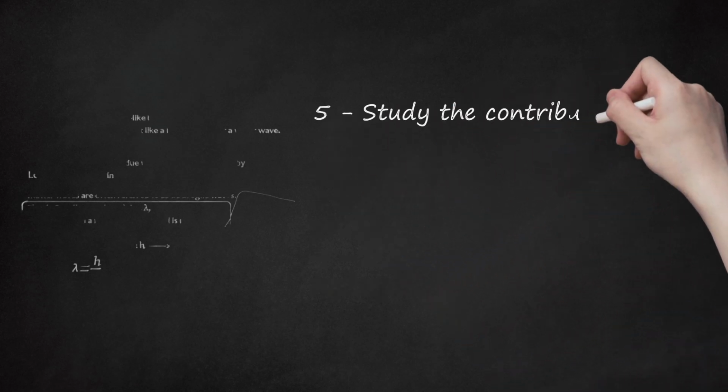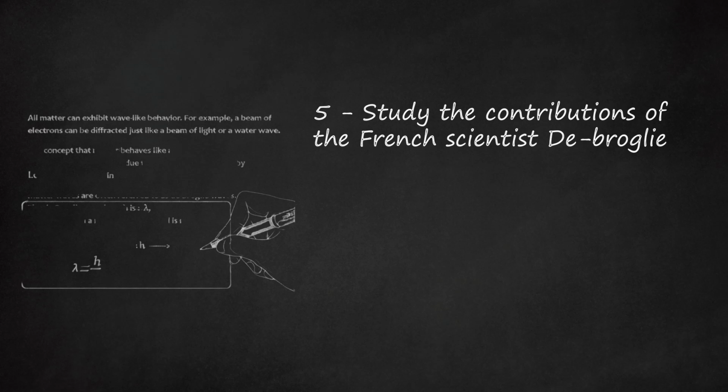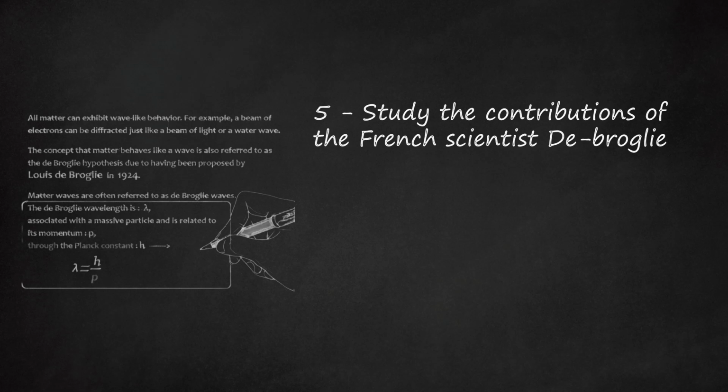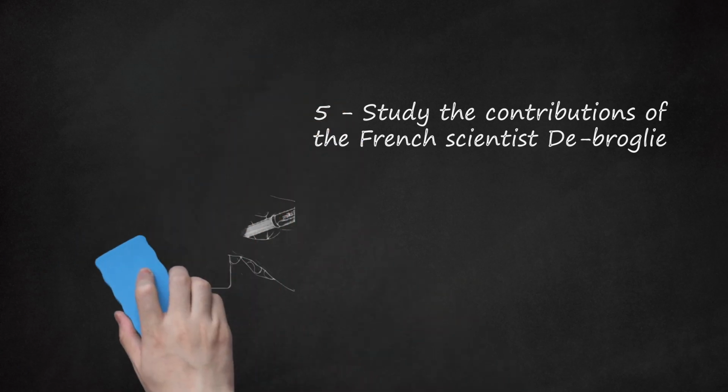5. Study the contributions of the French scientist de Broglie. He postulated that particles such as electrons possess wave-like characters. This assumption was confirmed experimentally by the observation of waves that are associated with particles. The de Broglie postulate of duality of light and matter paved the way for Schrödinger to formulate his famous wave equation, which depicts the energetics of electrons in addition to atoms and molecules.